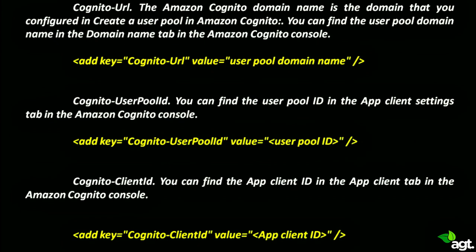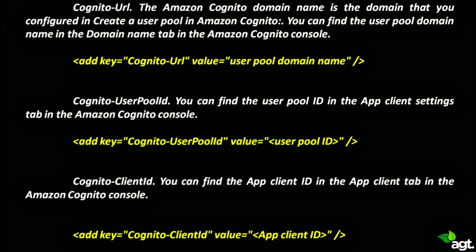The Cognito URL is the Amazon Cognito domain name, the domain that you configured when you created a user pool in Amazon Cognito. To find the user pool domain name, go to the Domain name tab in the Amazon Cognito console. Add key equal to "CognitoURL", and value equal to "user pool domain name", and close the tag with slash.